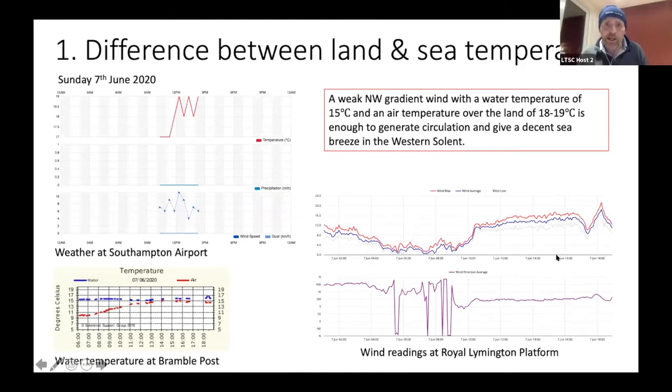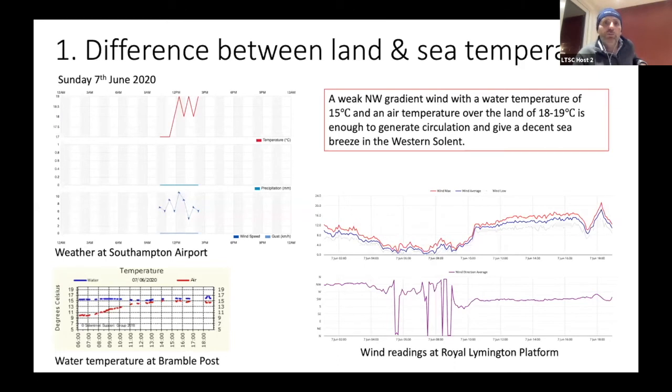What I've done here is, in one of my case studies last summer, I've just taken a few snapshots of what I found. On the 7th of June, which was a Sunday, there was a weak northwesterly gradient in the morning. This is at Lymington, by the way. So northwesterly gradient is already, in my mind, coming out of quadrant 1. That's a good gradient breeze direction quadrant.